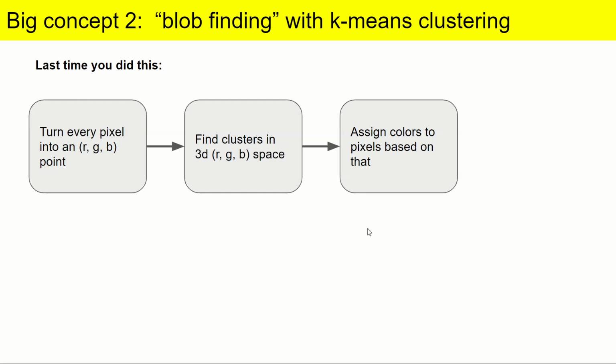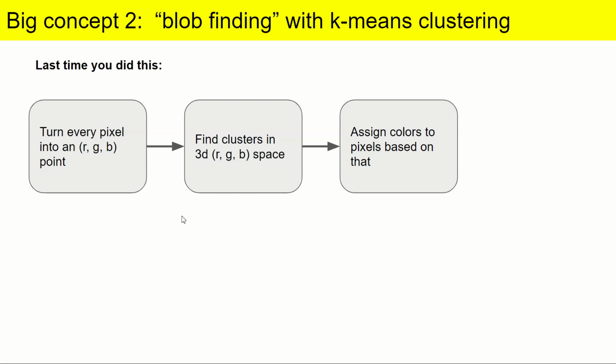Big concept number 2 is what I call blob finding. Blob finding means sort of what it sounds like. If you have a whole bunch of white pixels or a whole bunch of similarly colored pixels that are all kind of next to each other in your image, how can we have the computer understand that those are all members of the same object? How can we understand that they're all clustered together?